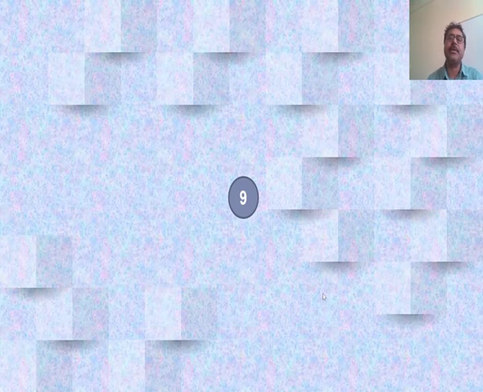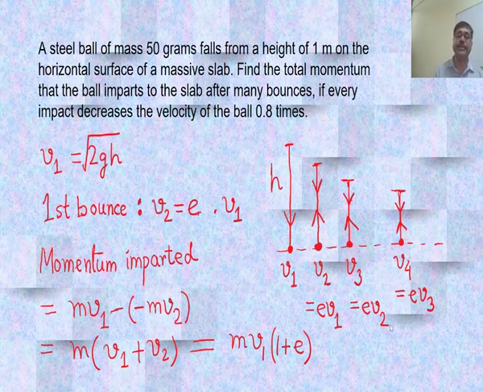Okay, now we will discuss the next problem, the problem number 9. This problem can be a little tricky. A steel ball of mass 50 grams falls from a height of 1 meter on the horizontal surface of a massive slab. Okay, find the total momentum that the ball imparts to the slab after many bounces if every impact decreases the velocity of the ball 0.8 times. So we need to find out what will be the momentum transfer during each of the bounces.